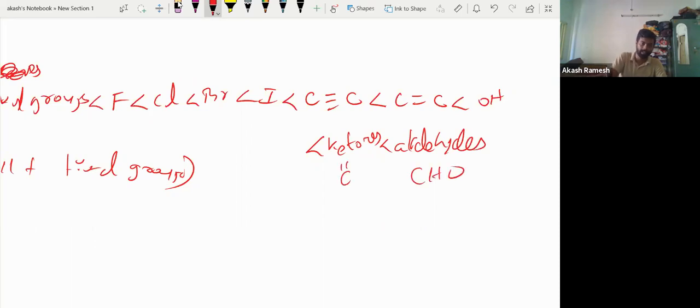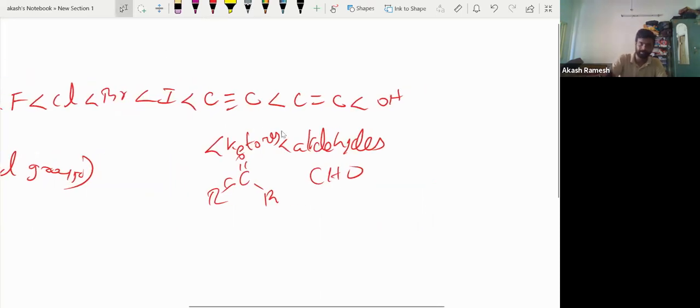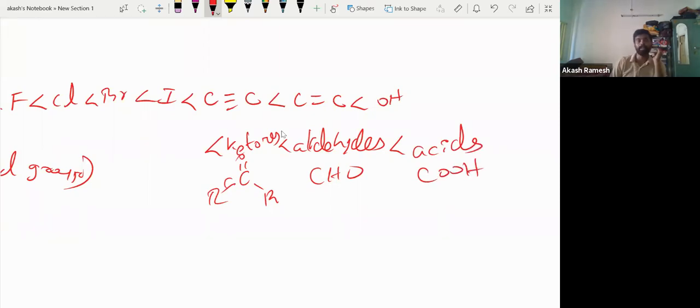This is going to be C double bond O, R and R. Anyways, we'll go into the details later. And at last, you can have acids, that is COOH. And where will amine come? Amine will come before ketones. After alcohols you will have NH2 also, right? Before ketones, after alcohol you will have NH2 also.